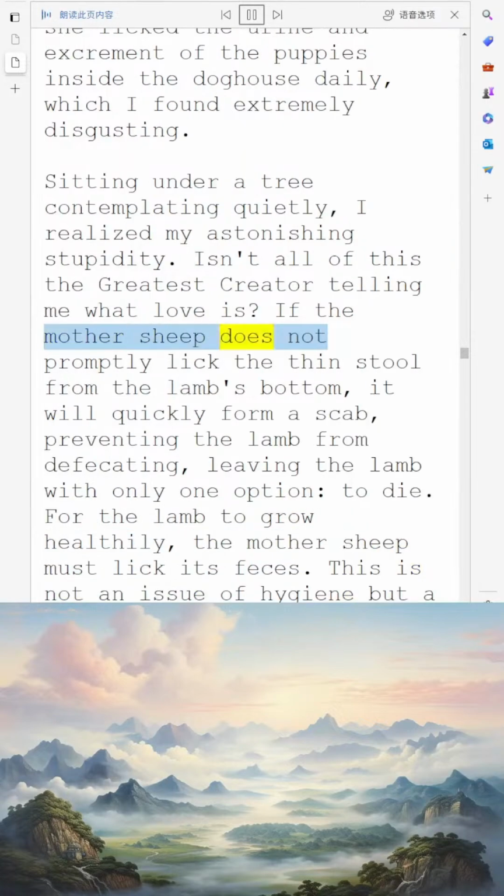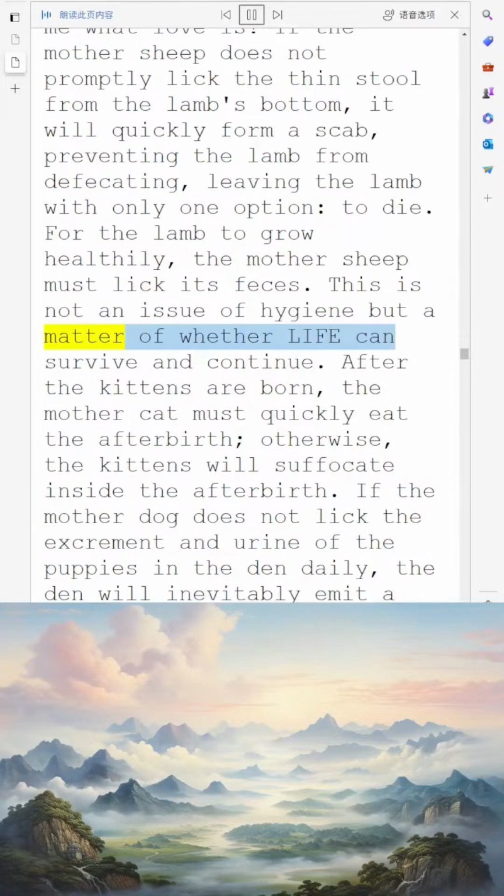If the mother sheep does not promptly lick the thin stool from the lamb's bottom, it will quickly form a scab, preventing the lamb from defecating, leaving the lamb with only one option: to die. For the lamb to grow healthily, the mother sheep must lick its feces. This is not an issue of hygiene, but a matter of whether life can survive and continue. After the kittens are born, the mother cat must quickly eat the afterbirth. Otherwise, the kittens will suffocate inside the afterbirth.